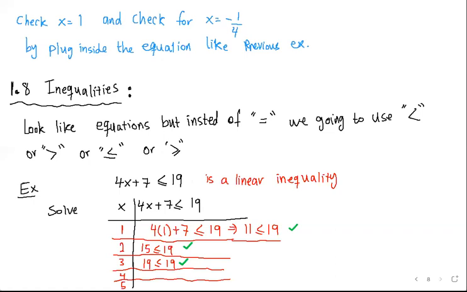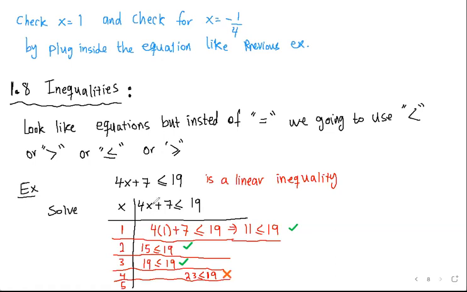What about 4? It's not a solution, it's greater than 19. What's the answer? 4 times 4 is 16, plus 7 is 23. So 23 less than or equal 19. Is that true? No, it's not a solution. So this is not a solution for this inequality. What about the last one, 5?